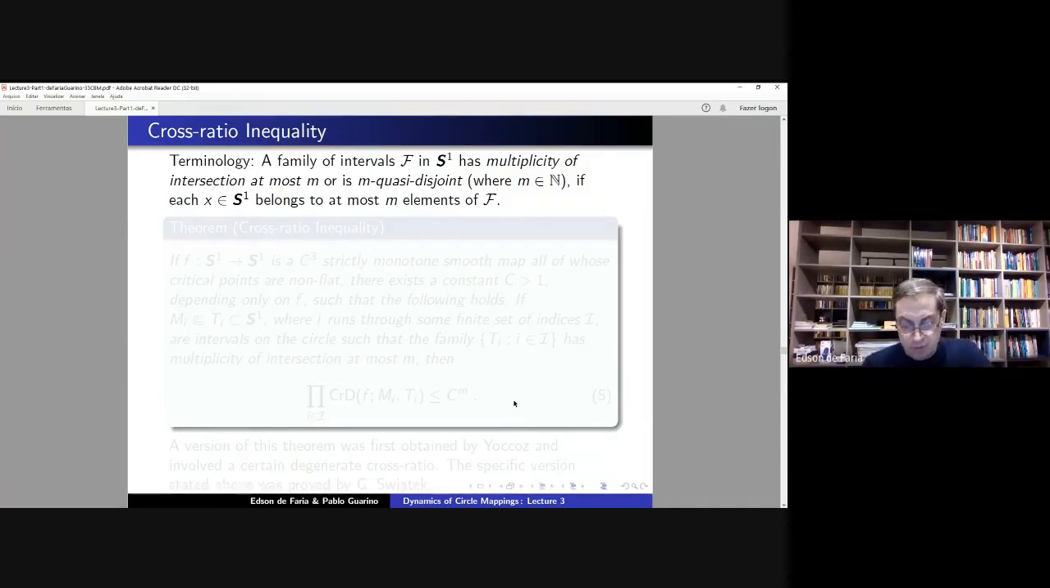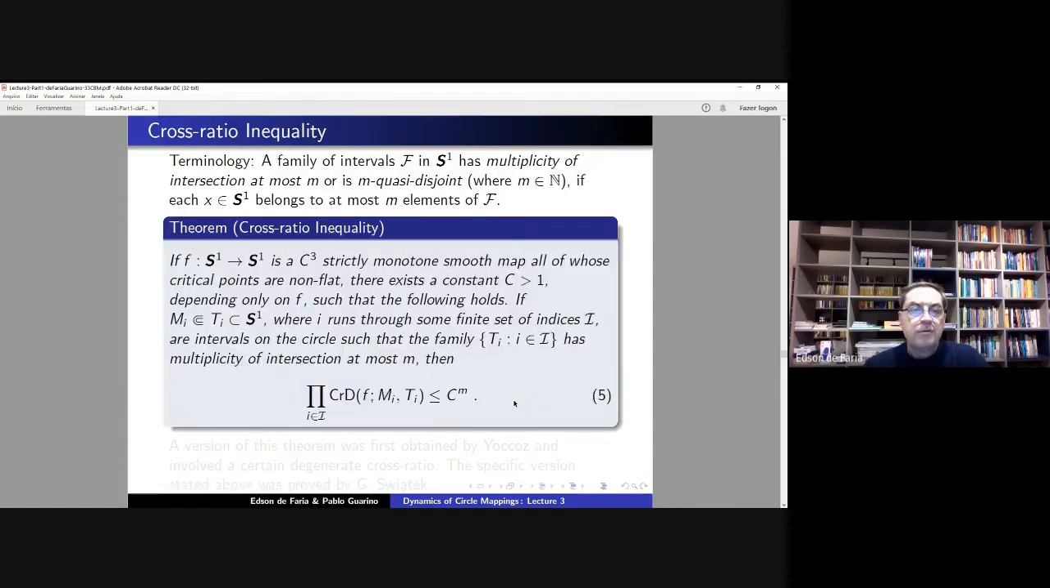And the most useful tool in this business is the cross-ratio inequality. Okay? So Yoccoz proved the cross-ratio inequality for his degenerate cross-ratio. I'm not going to state his version. I'm going to state the version for the cross-ratio that I introduced here. And this version of the cross-ratio inequality was proven by Grzegorz Świątek, a Polish mathematician. Okay? So what does the cross-ratio inequality say?